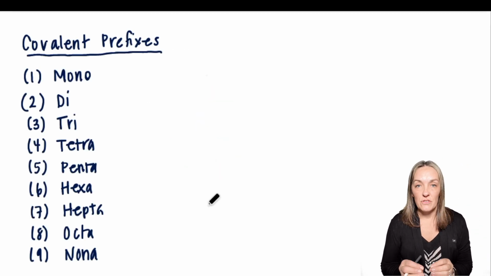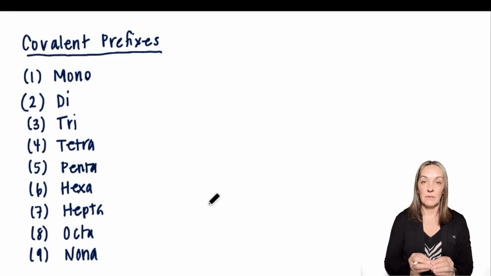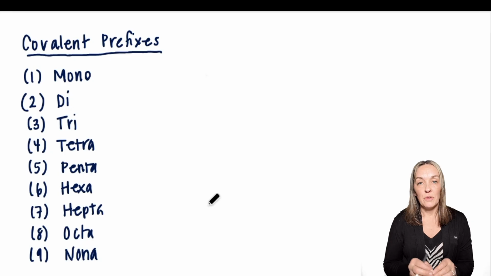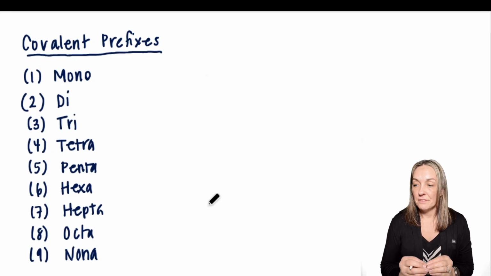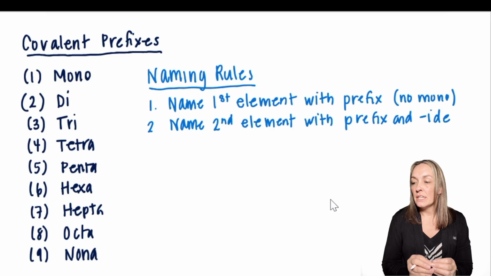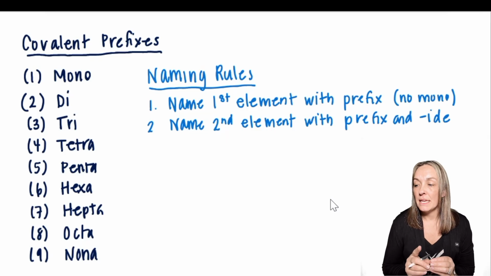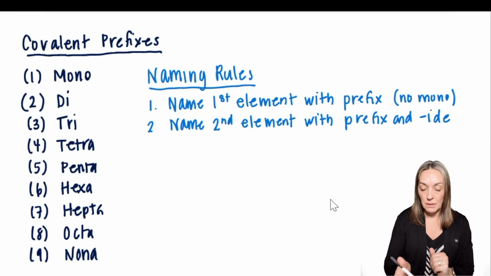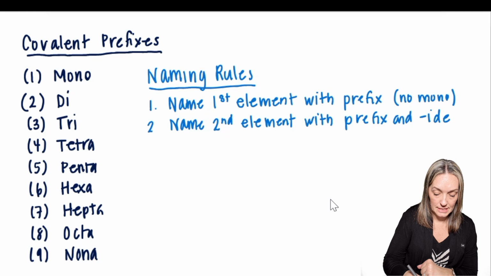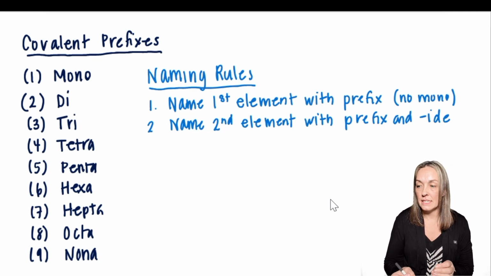Because we don't have any charges, we're going to need to use prefixes in order to indicate how many atoms we have. I have all of the prefixes 1 through 9 listed here. We are going to use this set of naming rules in order to name our covalent compounds. So whenever we have a covalent compound, you're going to start by naming the first element and using a prefix, one of these prefixes listed here, to indicate how many of the atoms are present.